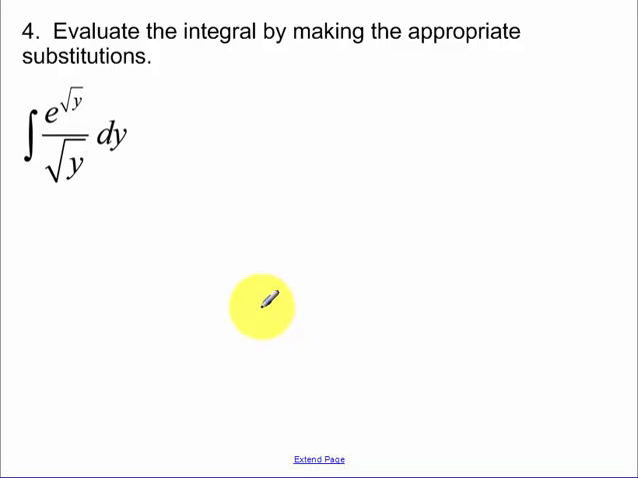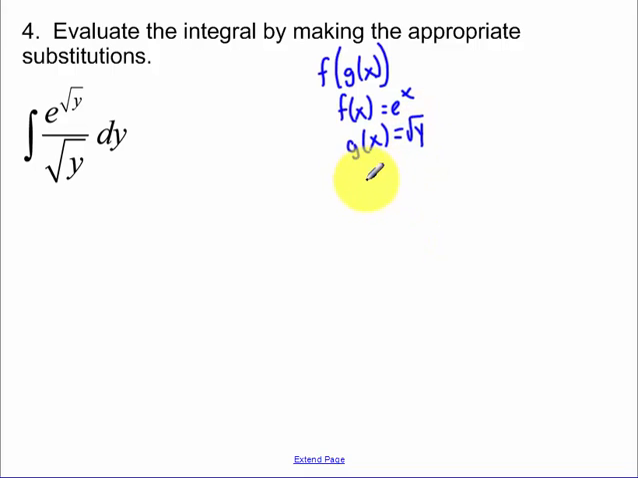Okay, in this one, look at this numerator. The numerator is f of g of x, where f of x is the e to the x function, and g of x is the square root of y. So, what would g prime of x be? Well, that's 1/2 y to the negative 1/2. Well, we have that in our denominator.